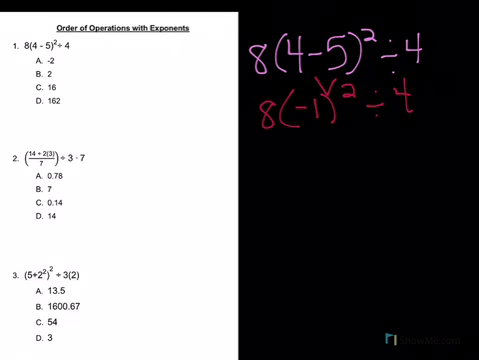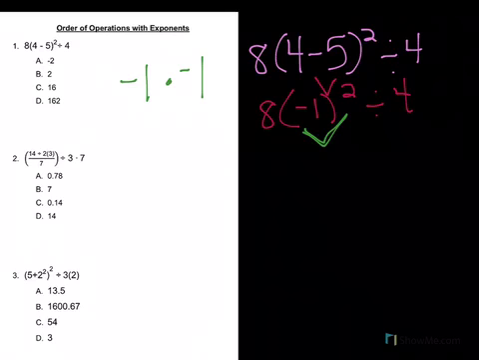Then we're going to do the squared, so this part, the exponent. So this is the same thing as writing -1 times -1. Remember, if we have a negative times a negative, so if you have the same sign, your answer is going to be positive, and then 1 times 1 is 1.